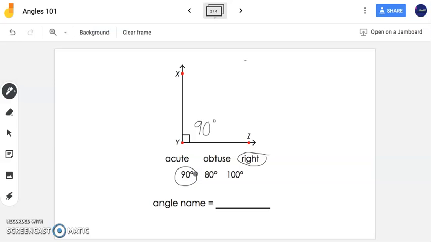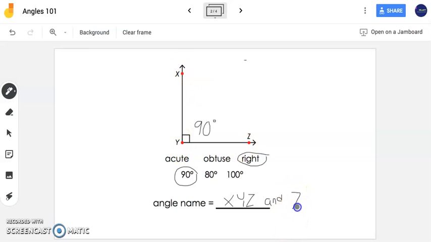Now, labeling my angle choice. My angle name here, in fact, is XYZ. So I'm going to write X, Y, Z. And you'll see I wrote out angle XYZ. And we can also label this something else. Here, if we look at XYZ, we can also call this ZYX.